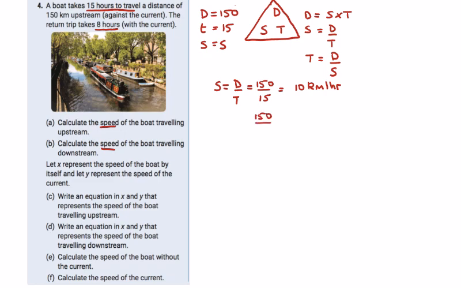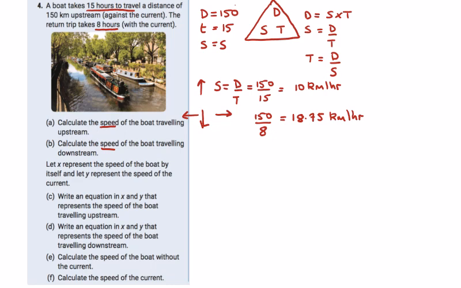The speed of the boat traveling downstream, we're going to have the same distance, 150 kilometers, but we're dividing by 8 this time. So I'll go upstream and downstream, even though it probably should be technically that way and that way. 150 divided by 8 is going to be 1 7/8, 1.875. Let me just double check that. Sorry, not 1, 18.75. 18.75 kilometers an hour for downstream.